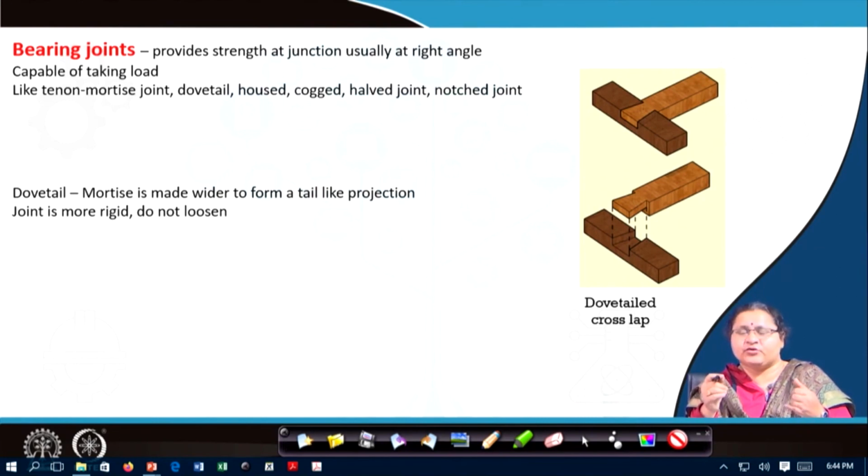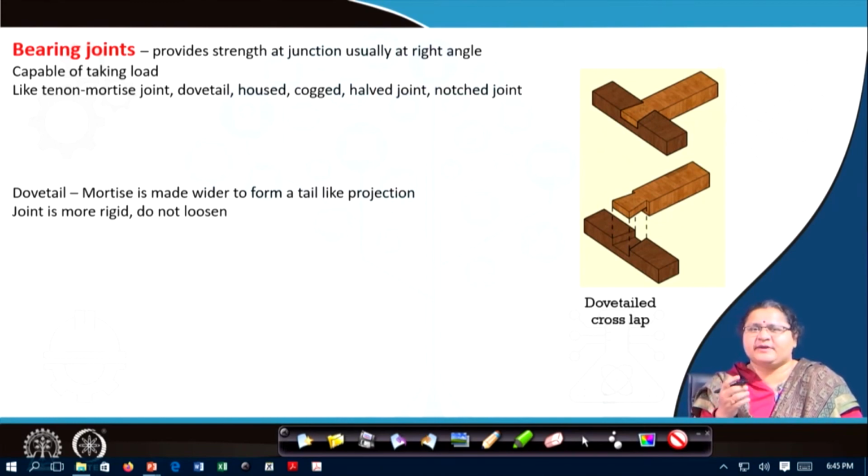This joint is more rigid considering tenon and mortise. In tenon and mortise you can pull it out, but in dovetail you cannot pull it out because it is wider at the end and smaller at the point from which it has to come out. So, you have to entirely open the assemblage to get it out.